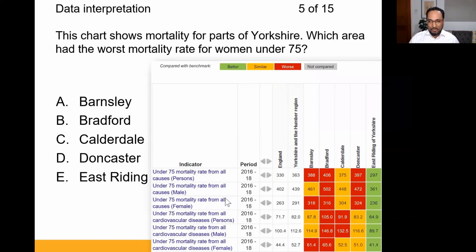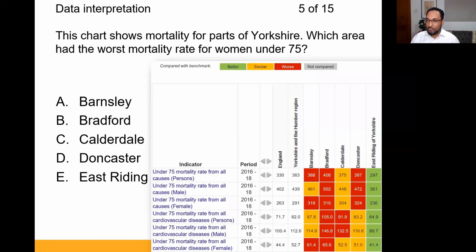Again, every single answer has been picked, but actually there are three that are popular. The most popular answer is D, Doncaster, but close behind is Bradford and Barnsley. These are the other two that are popular, but every single one was picked. So this is an example of the new style data interpretation questions.